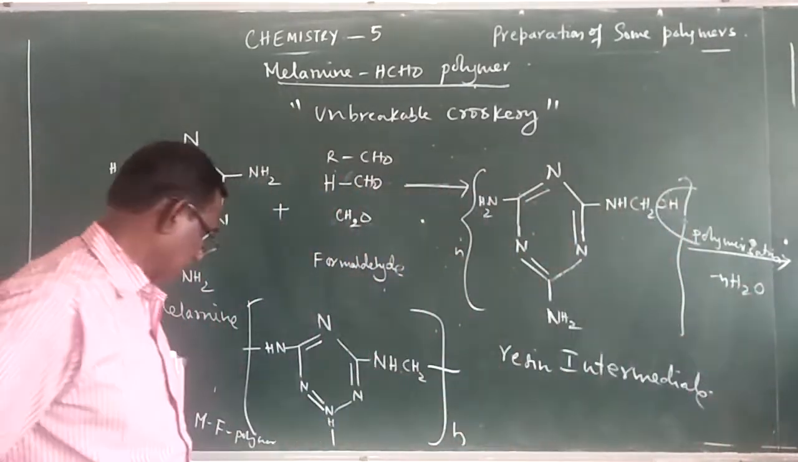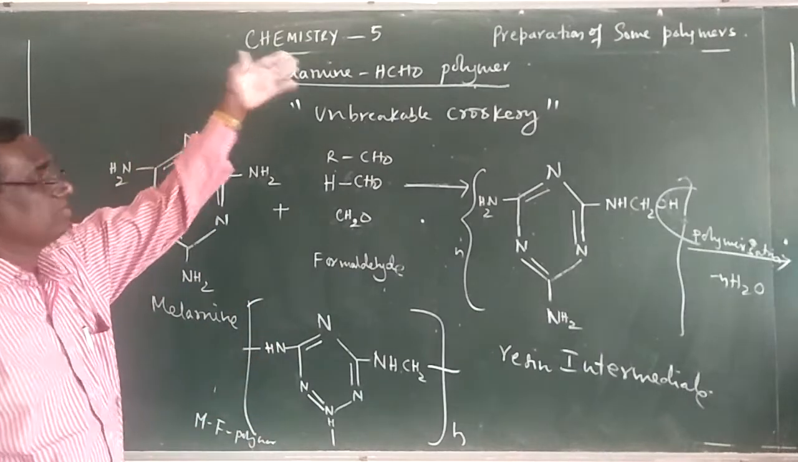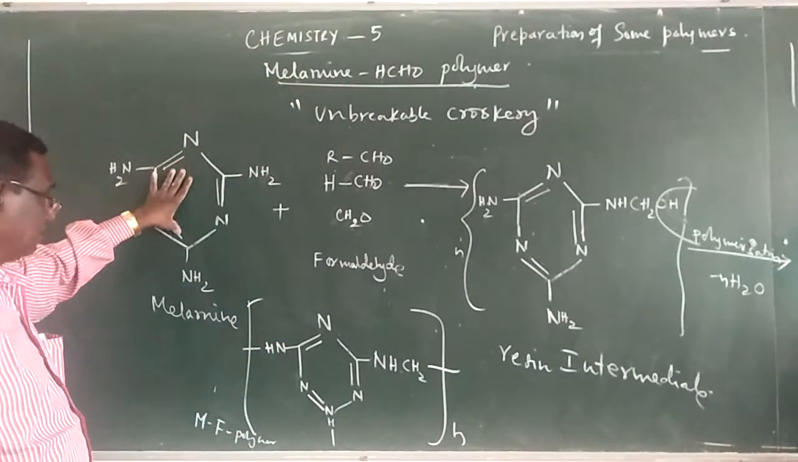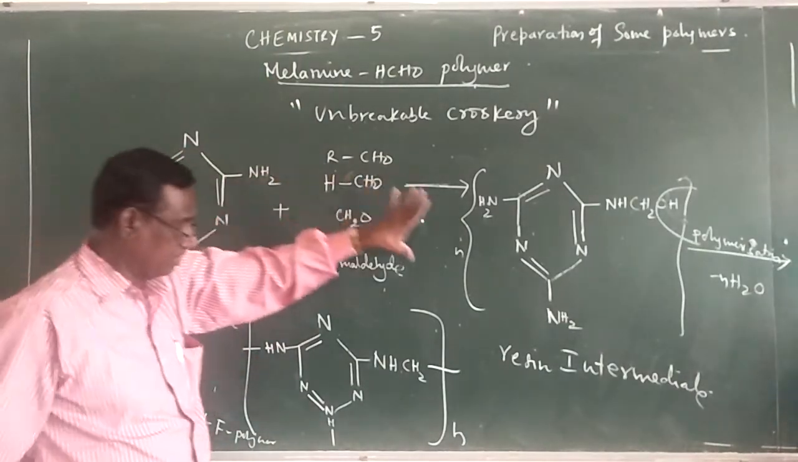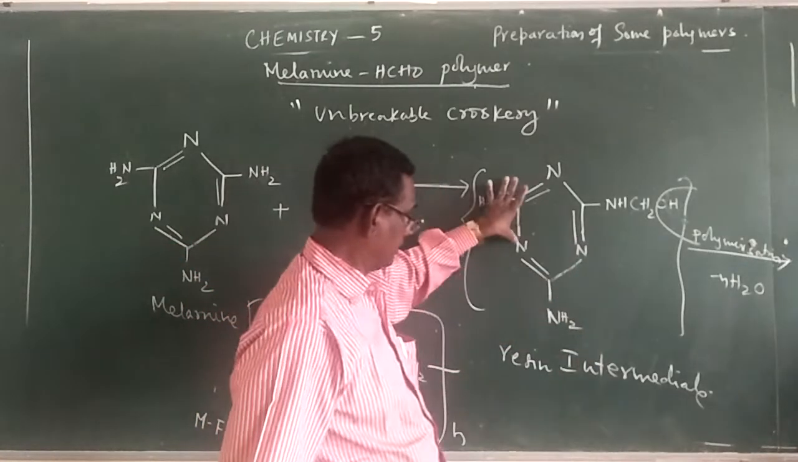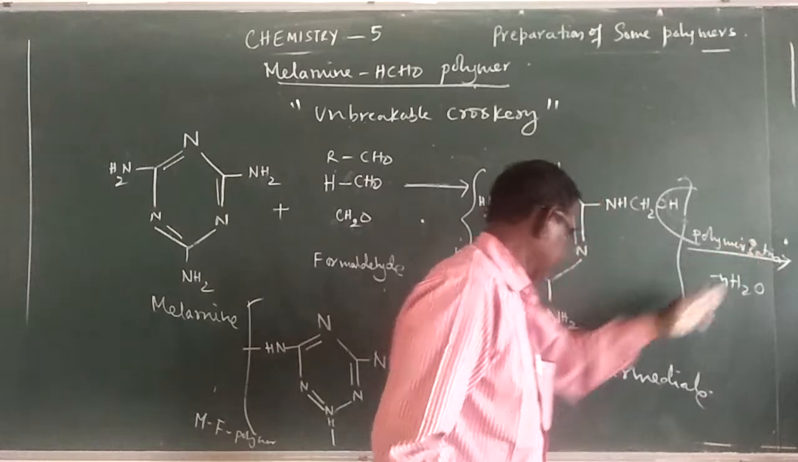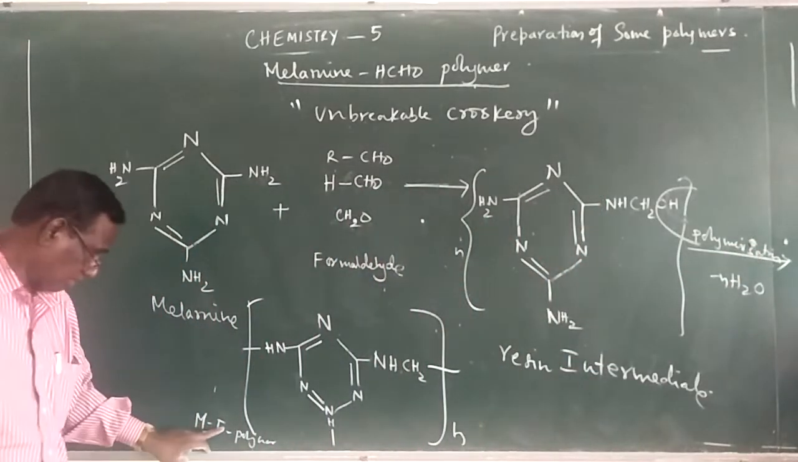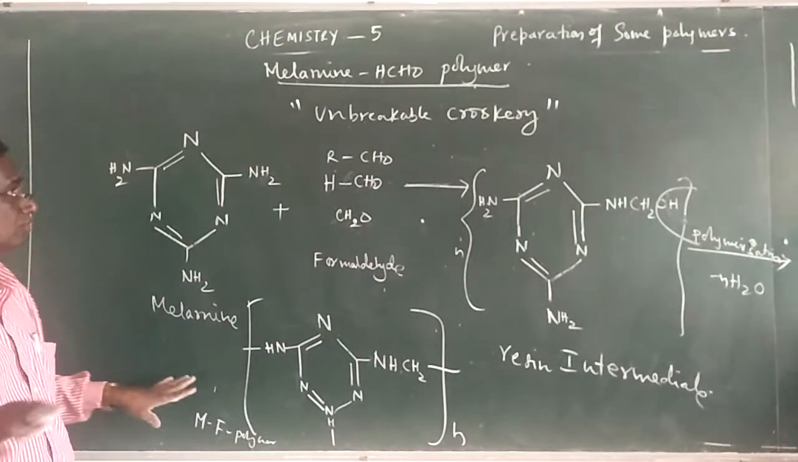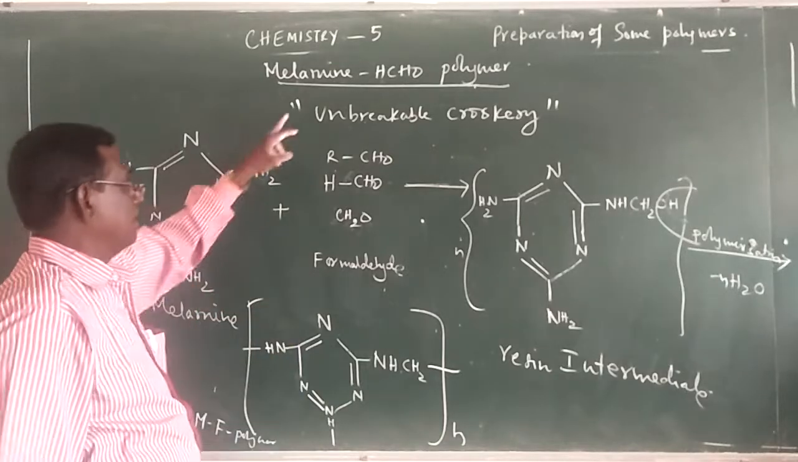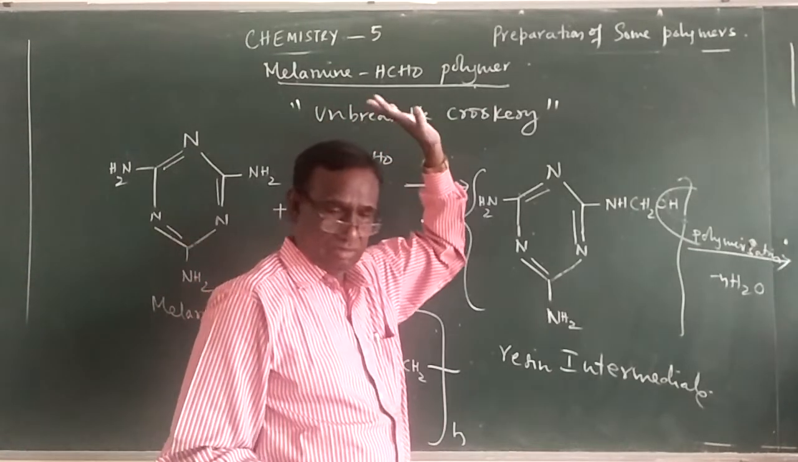Like this, you can form the melamine formaldehyde polymer. Melamine reacts with formaldehyde giving the resin intermediate, which undergoes polymerization giving melamine formaldehyde polymer. Of course, this polymer is used in unbreakable crockery.